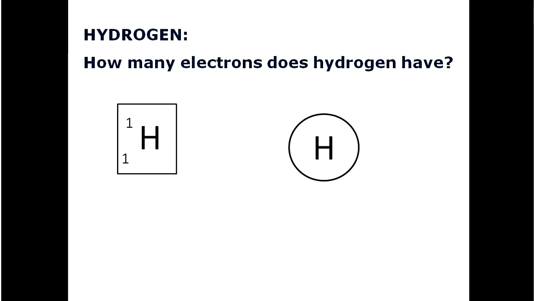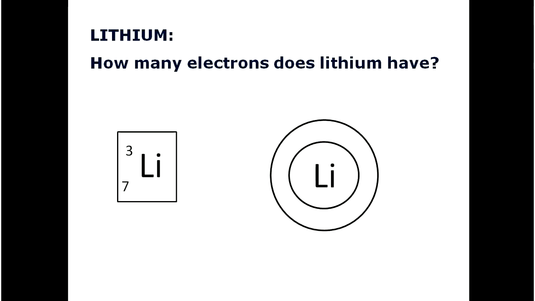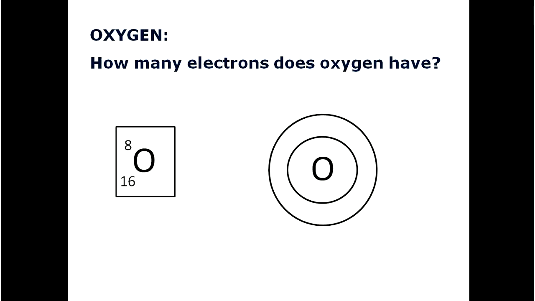Now let's go over some questions. How many electrons does hydrogen have? And the answer is 1. How many electrons does helium have? Pause the video whilst you think about the answer. And the answer is 2, because it has 2 as its atomic number and the second shell is not required. How many electrons does lithium have? And the answer is 3.